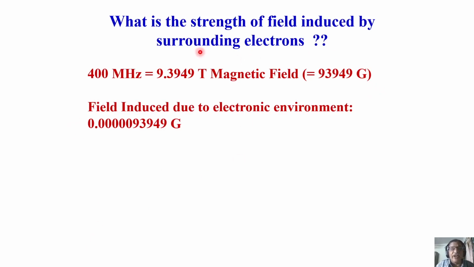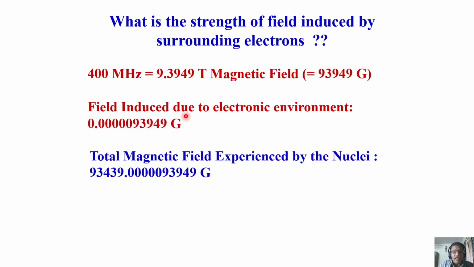But you can calculate the field induced. You know how much is the field induced? It is 0.00005 zeros after the decimal, 93949 Gauss. Very small, negligibly small. The total magnetic field experienced by the nuclei is now 93,439.000093949 Gauss. My God, such a small field.